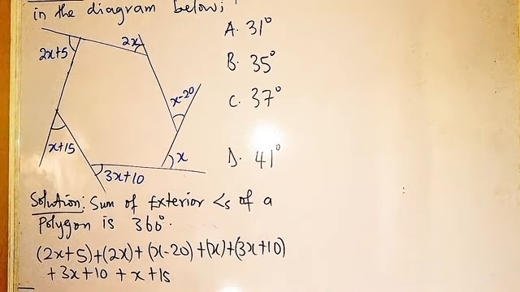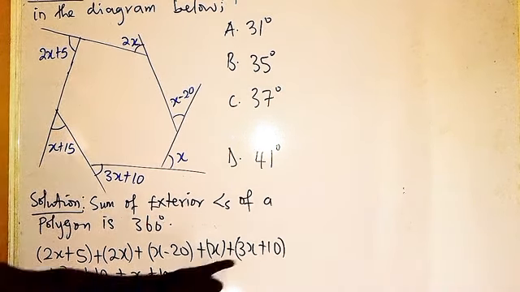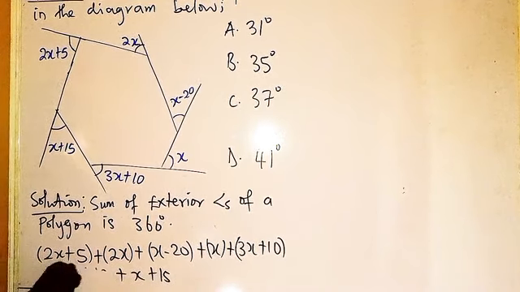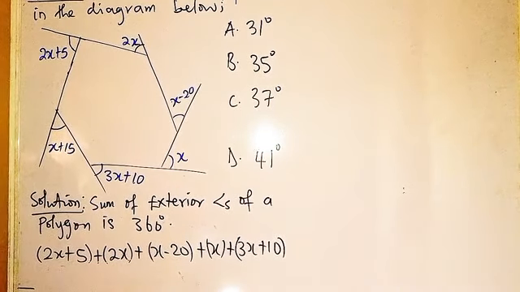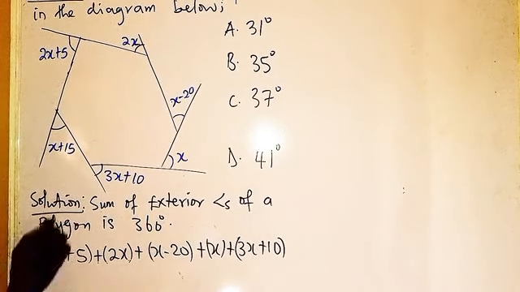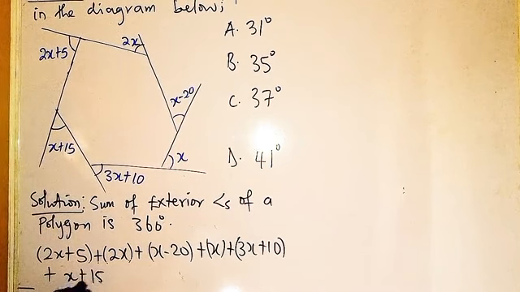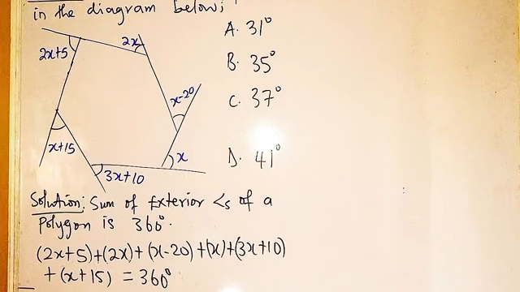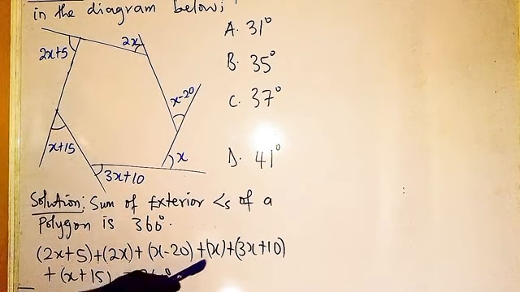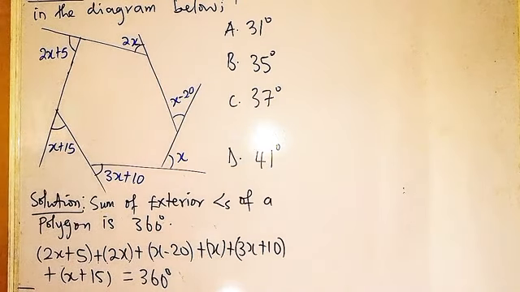Oh, I repeated. Can you see the reason why I said I should do that? I repeated 3x plus 10 two times, and that is very wrong. So we're going to have it this way: 3x plus 10, then plus x plus 15. Everything must give us 360 degrees according to the law up there. If you count now, 1, 2, 3, 4, 5, 6. Let's count ours before we move on.